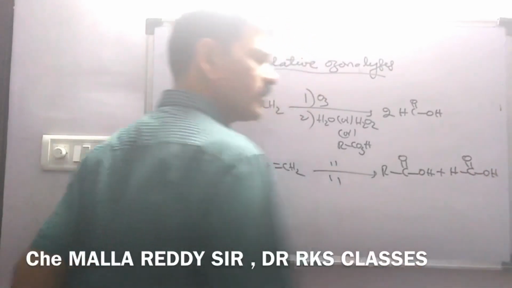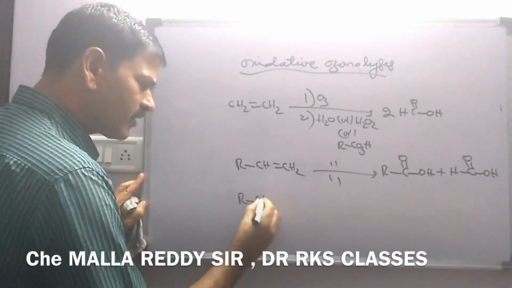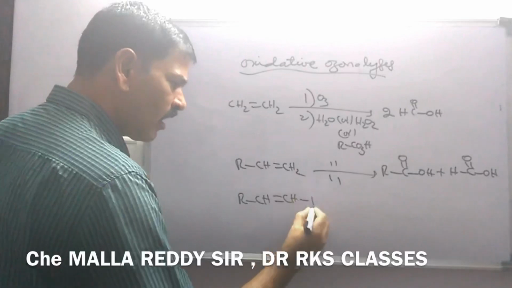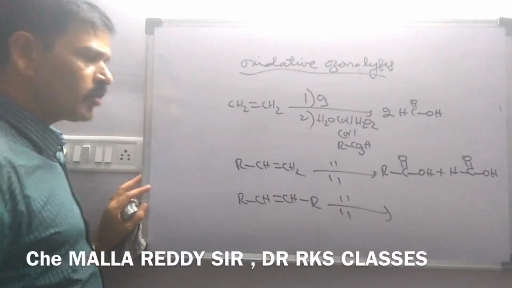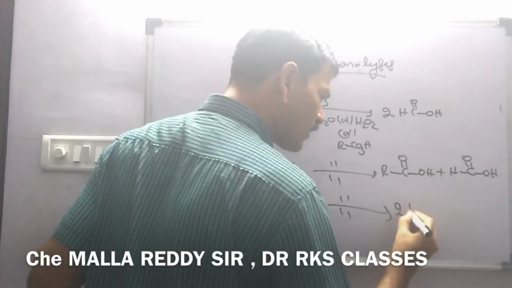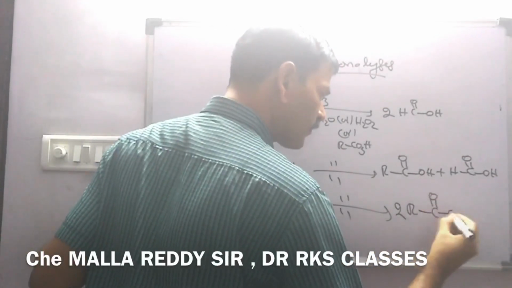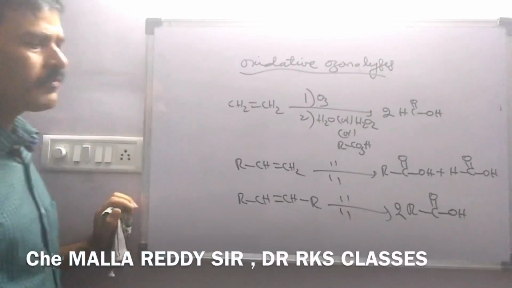If you are taking RCH double bond CHR, it is an oxidative ozonolysis. You are getting 2 moles of carboxylic acids.